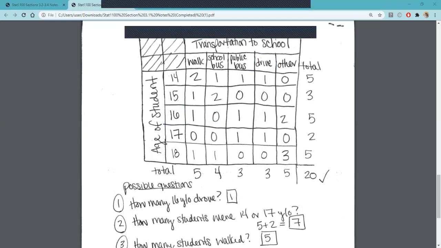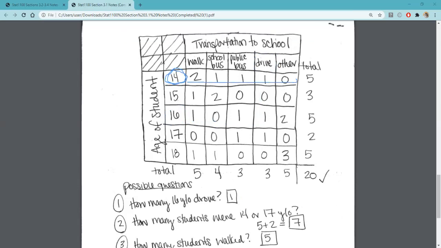The second possible one says how many students were 14 or 17 years old. So notice here I can see how many students were 14 by going all the way across. So we have 5 students that were 14 and I have 2 students total that were 17. We get a total of 7. And how many students walked? Well, now I'm just going vertically. So looking at walked, I have 1, 2, 3, 4, 5.